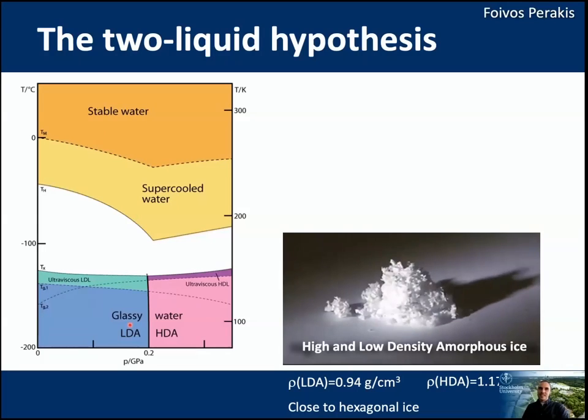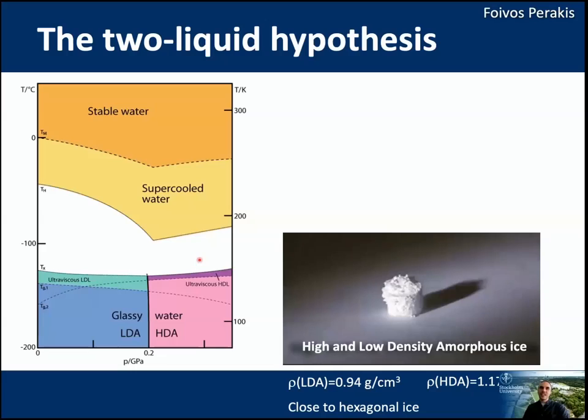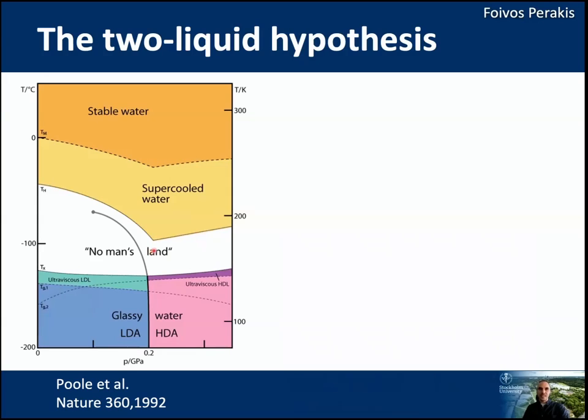And now you see there is this white region in between that's hard to do experiments in, because as you come from the glassy state, it crystallizes, and the same is true for the supercooled water. Because of the crystalline ice that is forming, it has been termed a no man's land.